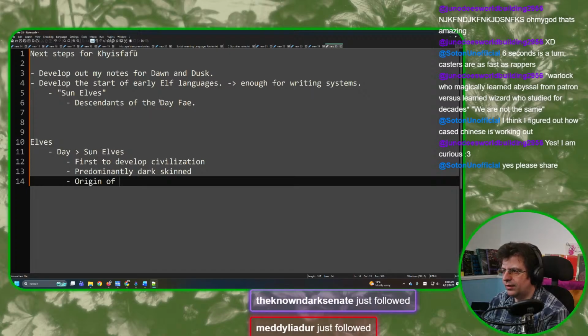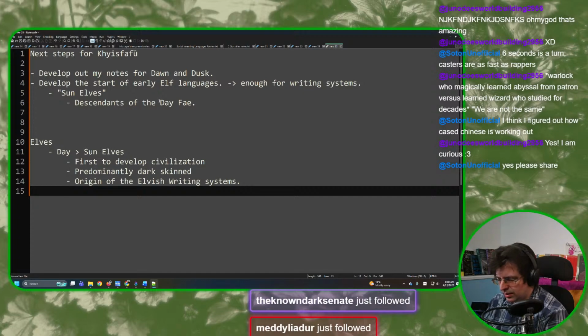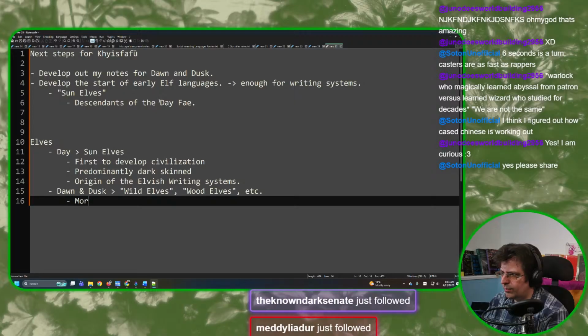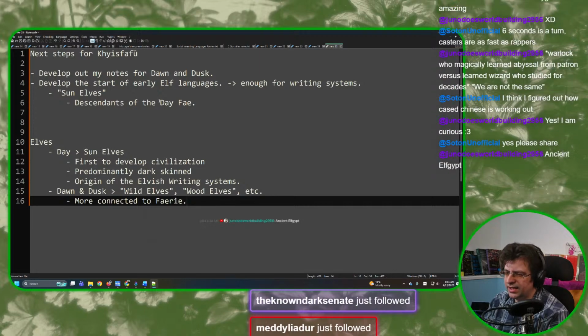Origin of the elvish writing systems. Dawn and dusk will be what we call wild elves, wood elves, more connected to fairy because the twilight regions are closer to the prime material plane.